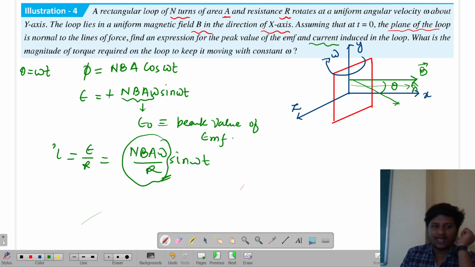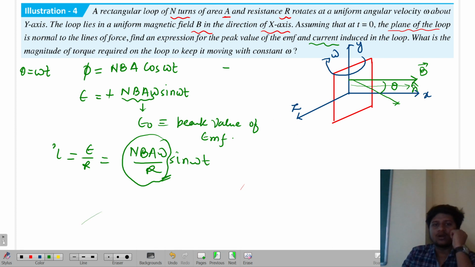So now look over here. Torque is equal to force into radius. But work done is also equal to force into displacement, or not? Tell me yes or no. So here in a magnetic field, I can relate this particular thing in a very good way.